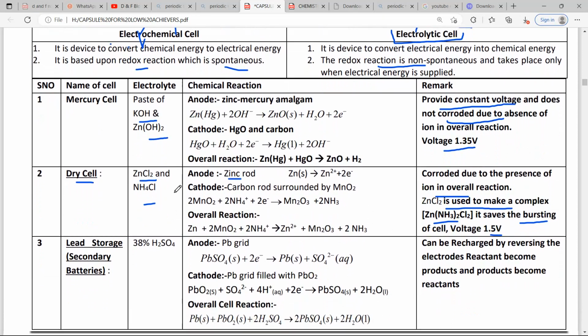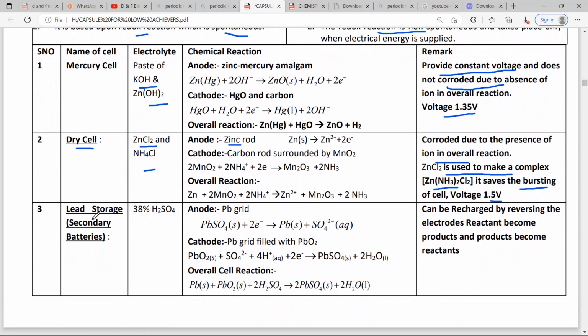Then coming to the next important interesting part, lead storage battery. That's a secondary battery. The important advantage of lead storage battery is it's rechargeable. The batteries we are using in cars, bikes, even mosquito bats, wherever they are rechargeable, are called lead storage batteries. Here we are using 38% H2SO4. The anode is Pb grid and the cathode is Pb grid filled with PbO2, lead oxide.